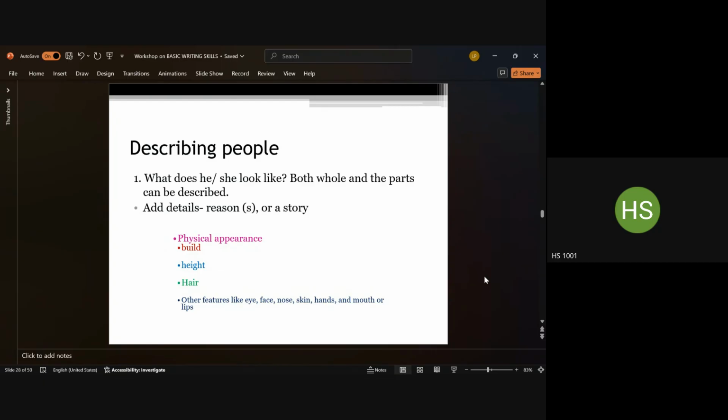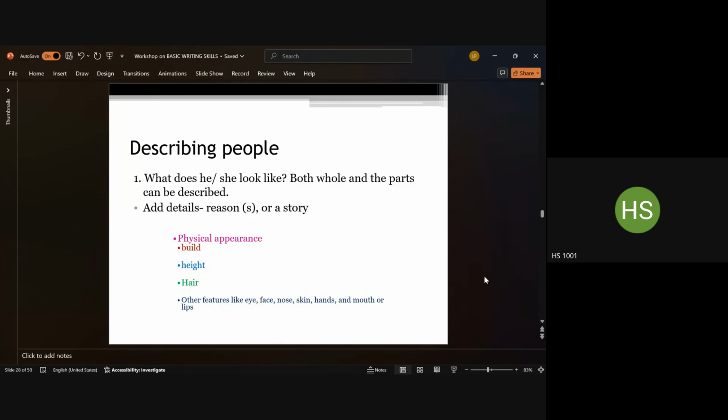So what do I mean? You can talk about the general physical appearance of someone, which we called the build or physique, right? So you can talk about that in general, or you can talk about singular aspects of what forms the person's build or physical appearance, right? So you either talk about the build or the physical appearance, or you choose to write about the height of the person, or you try to describe the hair of the person or other features like eye, face, nose, skin, and so on and so forth, right?